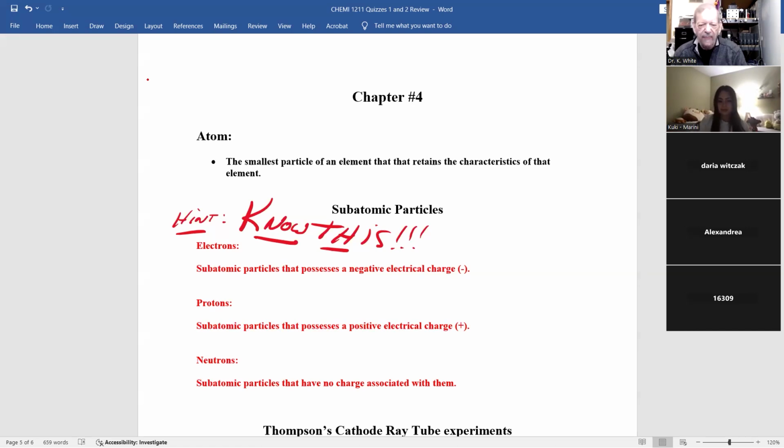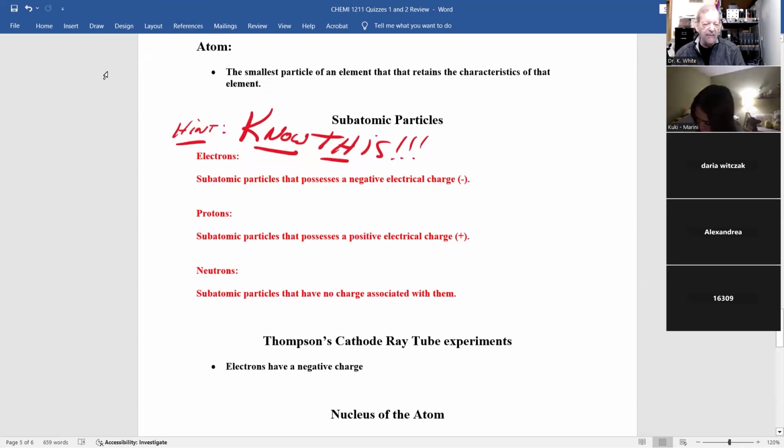You should know the three subatomic particles, those are the particles that make up the atom: the electron. The electron is a subatomic particle that has a negative charge. The protons. The protons are subatomic particles that possess a positive charge. And finally, the neutrons are subatomic particles that have no charge associated with them.